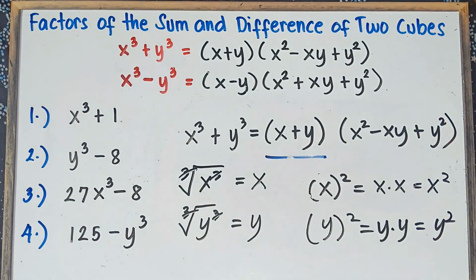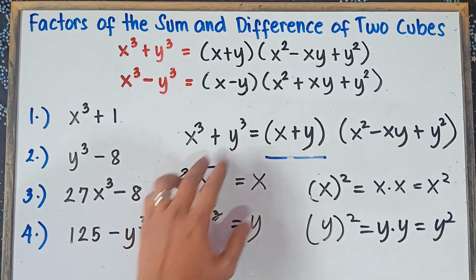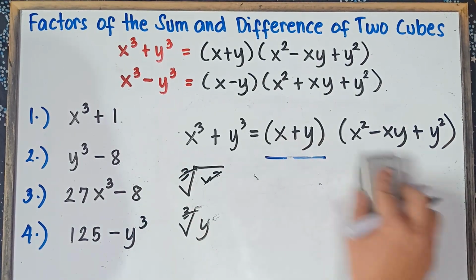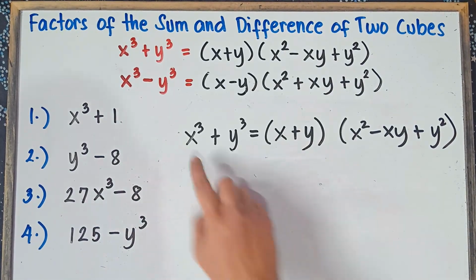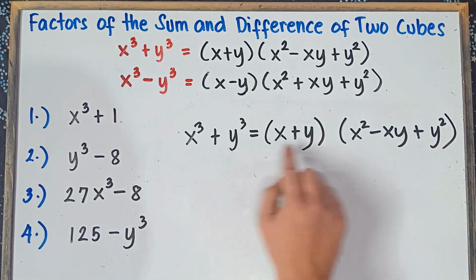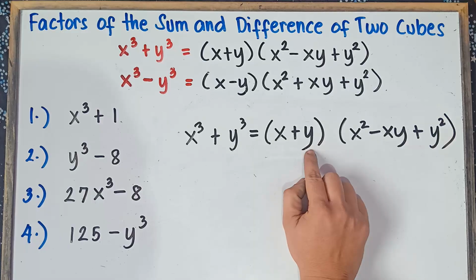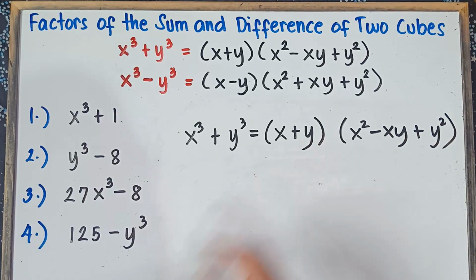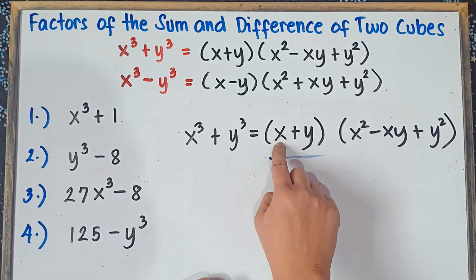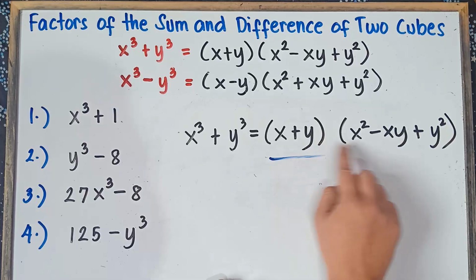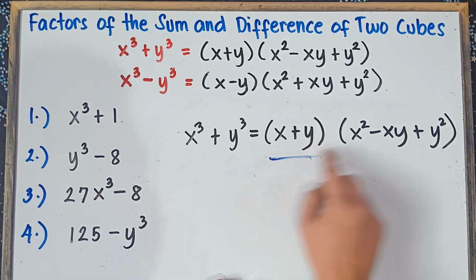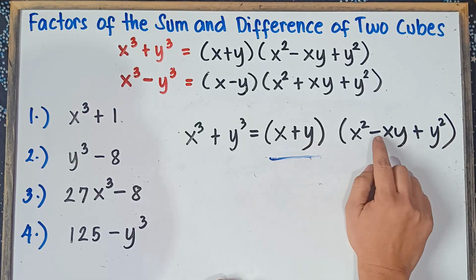That's it, class. That's the answer with regards to this given example. Once again, I hope you're not confused, class. Cube root of the first term x, copy the plus sign, cube root of the second term y. Based on this given answer, your first factor will be your guide for your second factor. Get the square of the first term, that would be x squared. Multiply x times y, that would be xy. And then your sign, class, will be negative.